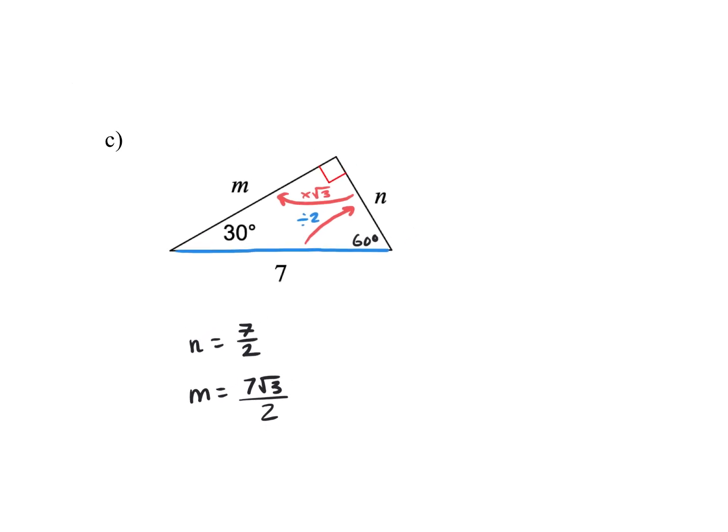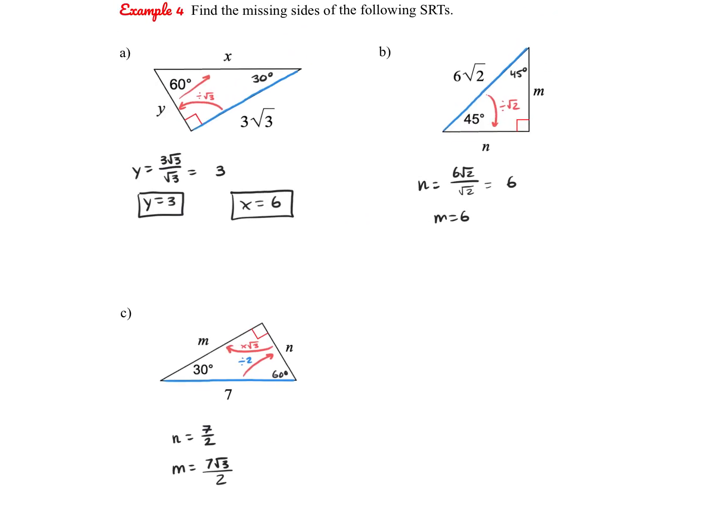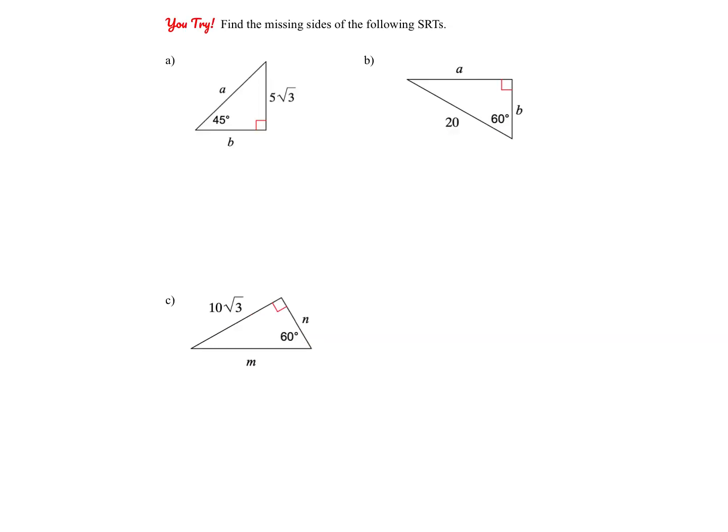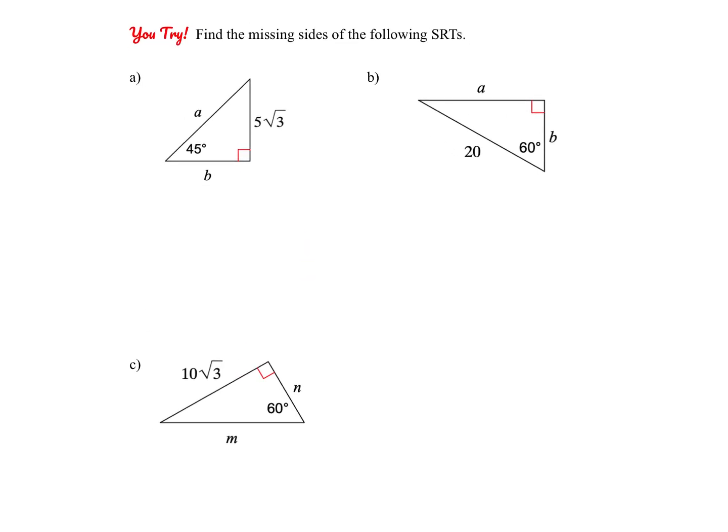And there you go. So sometimes we're going to be working our way backwards to get to our short leg, or to go from hypotenuse to leg on a 45, 45, 90. And then sometimes we'll be working our way forward. All right, go ahead and pause the video and give these 3 a try on your own.